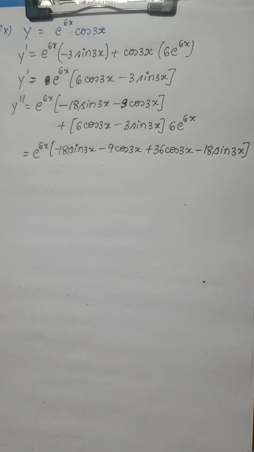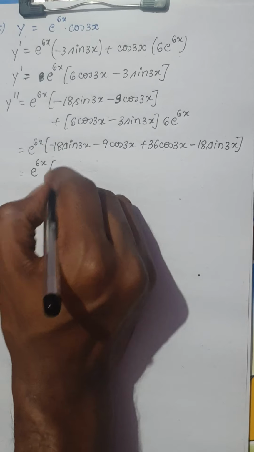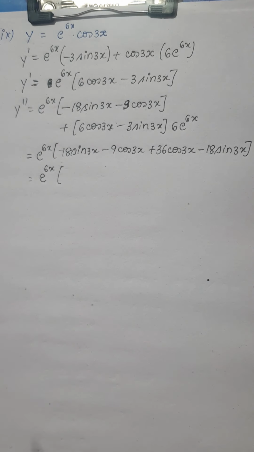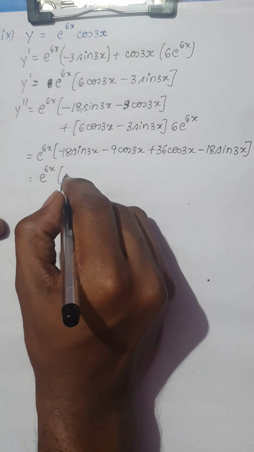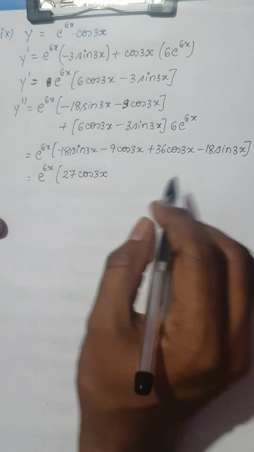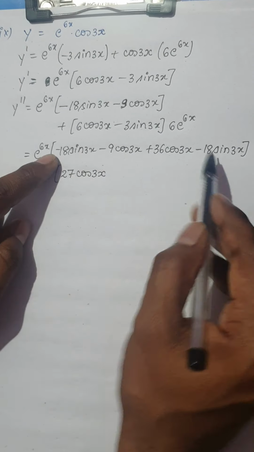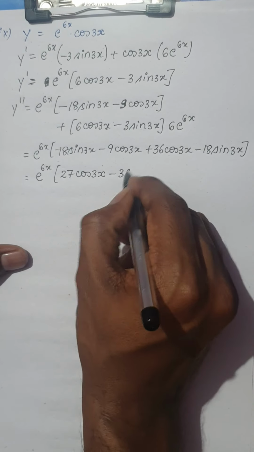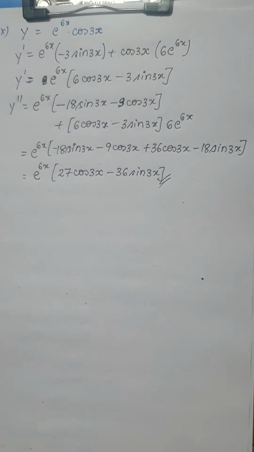So next see what happens. Final step, this is nothing but e power 6x times, okay, I have 36 cos 3x minus 9 cos 3x. So 36 minus 9 will be 27 cos 3x. Okay, now minus 18 sin 3x minus 18 sin 3x, don't cancel because both are negatives. So it will be minus 36 sin 3x. Okay, so this is the second derivative of the above given function.